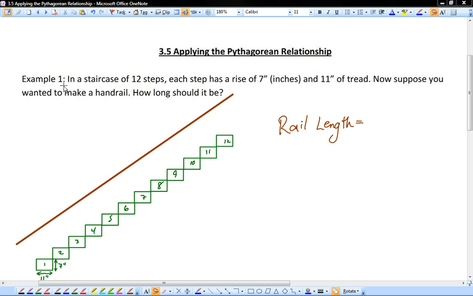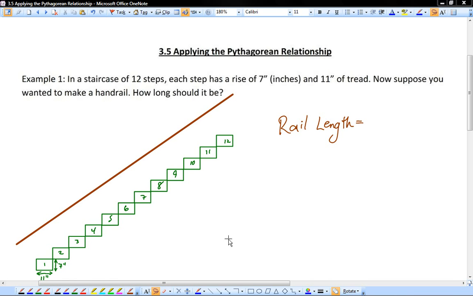So for instance, in example 1, we are given a staircase of 12 steps, each step with a rise of 7 inches and an 11-inch tread. And suppose you wanted to make a handrail, how long should it be? So here's the handrail, here are the 12 steps, you can see the 11-inch tread and the 7-inch rise.